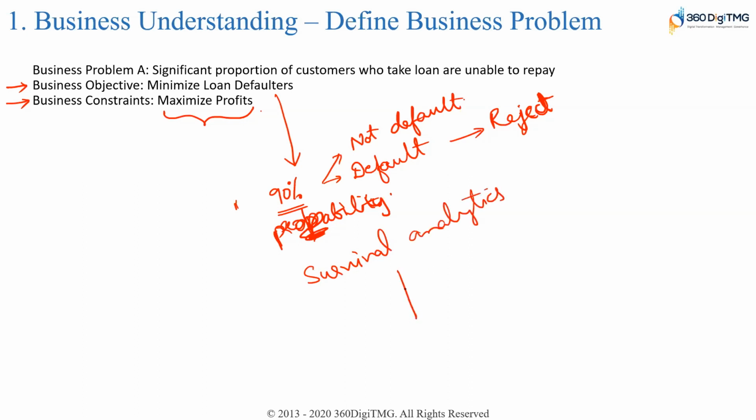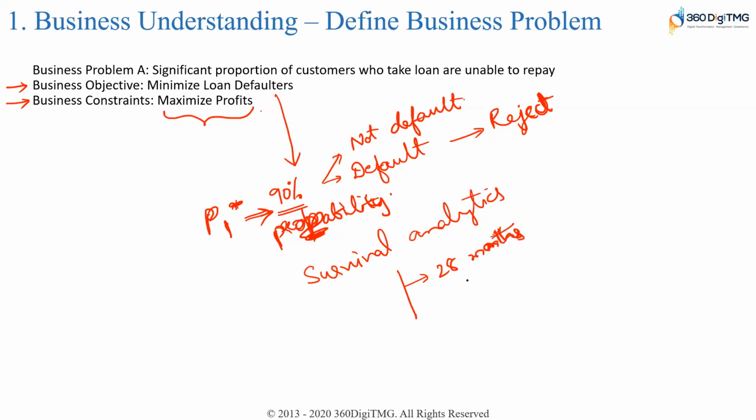And I'm going to tell you that this person has 90% probability of defaulting on the loan, but this person will default after 28 months. Wow, such an amazing insight.